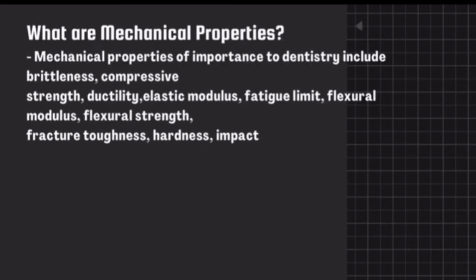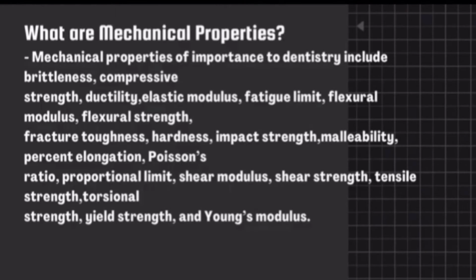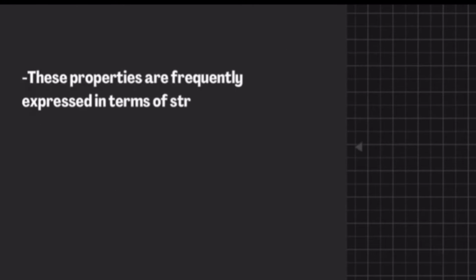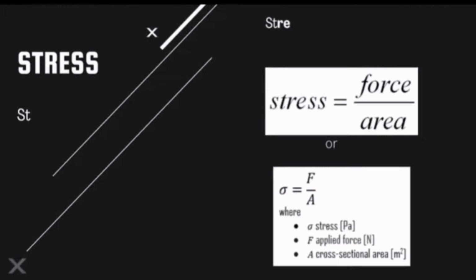Mechanical properties that are important in dentistry include brittleness, compressive strength, ductility, elastic modulus, fatigue limit, flexural modulus, flexural strength, fracture toughness, hardness, impact strength, malleability, percent elongation, Poisson's ratio, proportional limit, shear modulus, shear strength, tensile strength, torsional strength, yield strength, and Young's modulus. These are just some of the properties that are frequently expressed in terms of stress or strain.